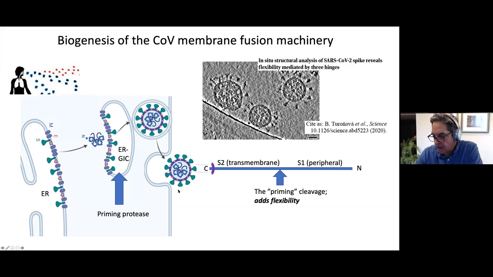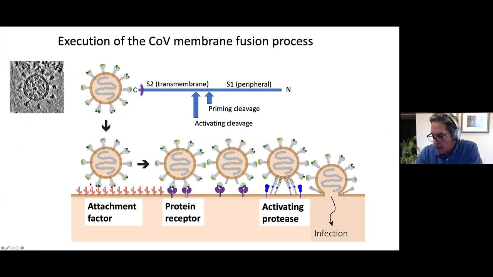So the flexibility is introduced into spike proteins during their biogenesis, most notably here in the Golgi, where proteases cut the spikes about in half, forming a peripheral so-called S1 fragment, and then a transmembrane, virion membrane-incorporated S2 fragment. This is called the priming cleavage. Now, this is execution of the membrane fusion process.